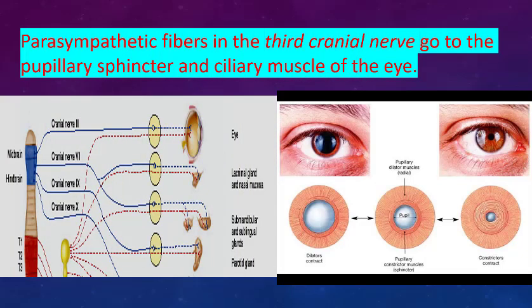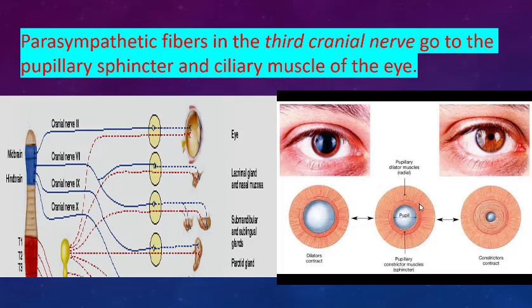Parasympathetic fibers in the third cranial nerve go to the pupillary sphincter and ciliary muscle of the eye. Here you can see this is the pupil, you know that the sclera, we have a cornea. In the cornea we have a dark area. The dark area is called the iris, and in the iris we have a hole. This hole is called the pupil.